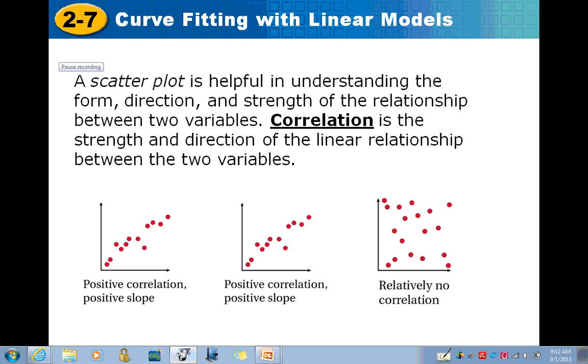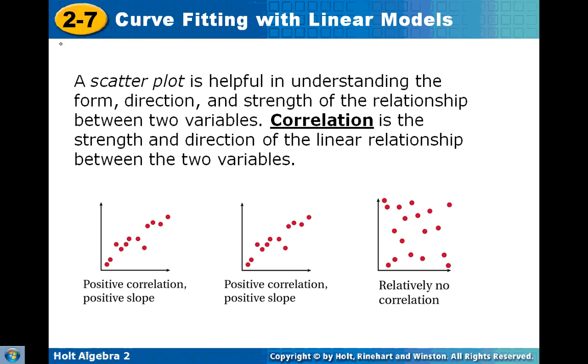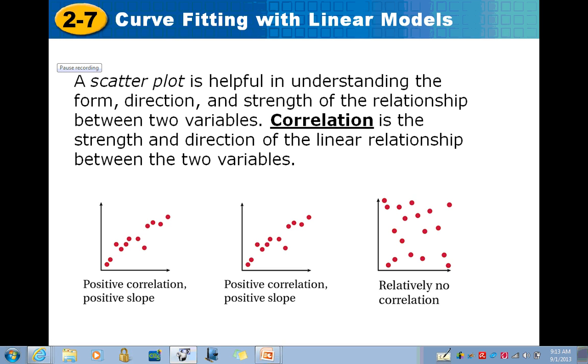A scatter plot is helpful in understanding the form, direction, and strength of the relationship between two variables. Like I said before, when we put it in picture form as an organized picture, suddenly we can see, hey, this is what the numbers are tending to do. Correlation is the strength and direction of the linear relationship between the two variables. So we're going to add to that definition from the first page. Again, correlation: the strength and direction of the linear relationship between the two variables.